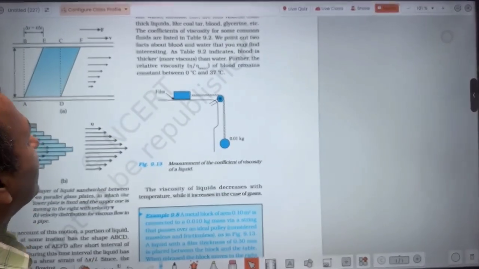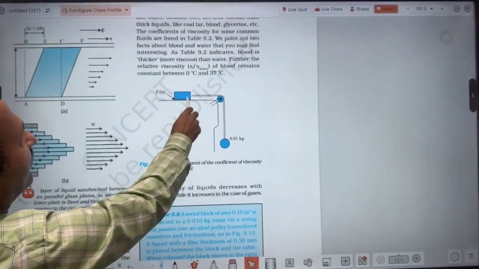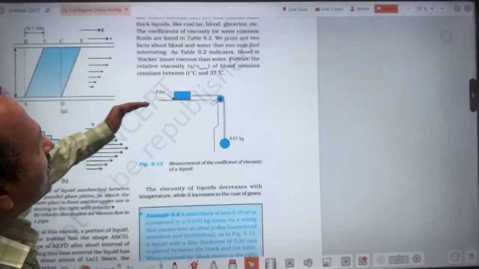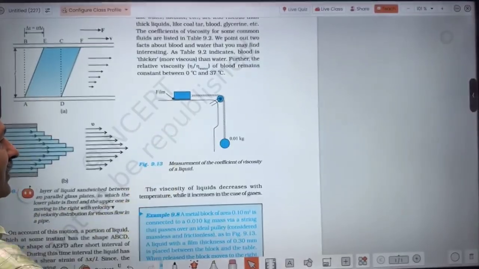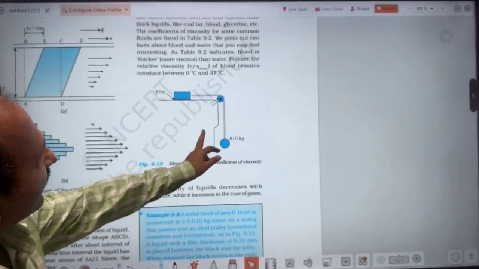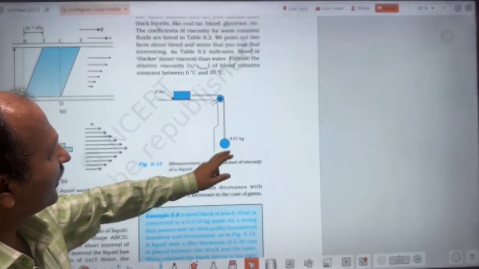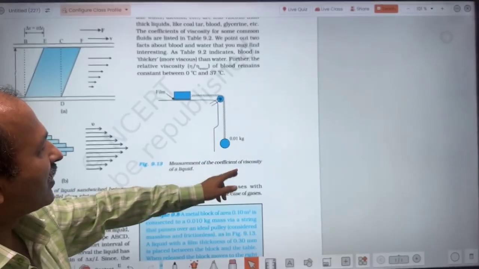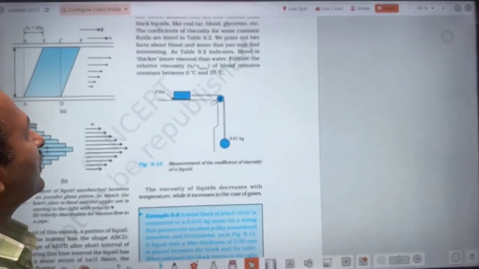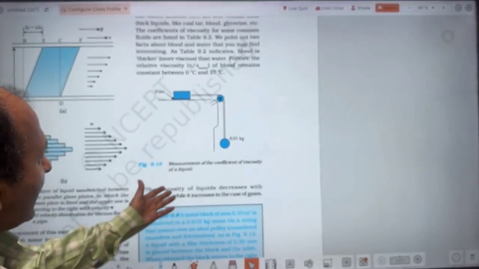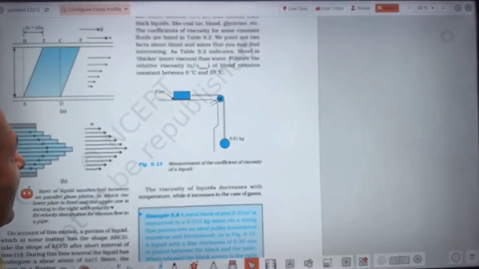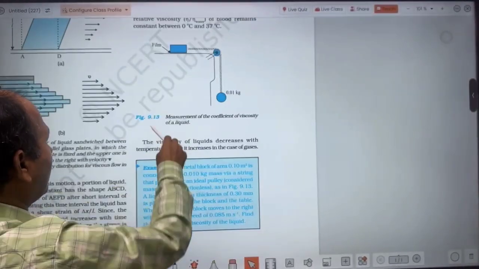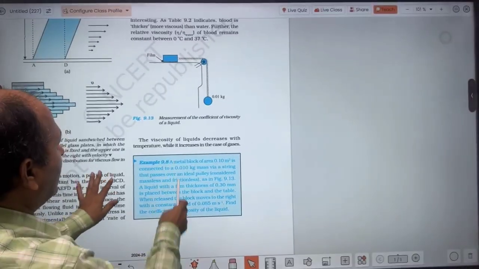Now see the situation: there is a thin film between this mass. So there will be a viscous drag like friction, and this is the string, here there is a pulley, this is a 0.01 kg mass, so definitely there will be a force due to which this will move. So let's see if some information is given about it, otherwise we will proceed to the question.